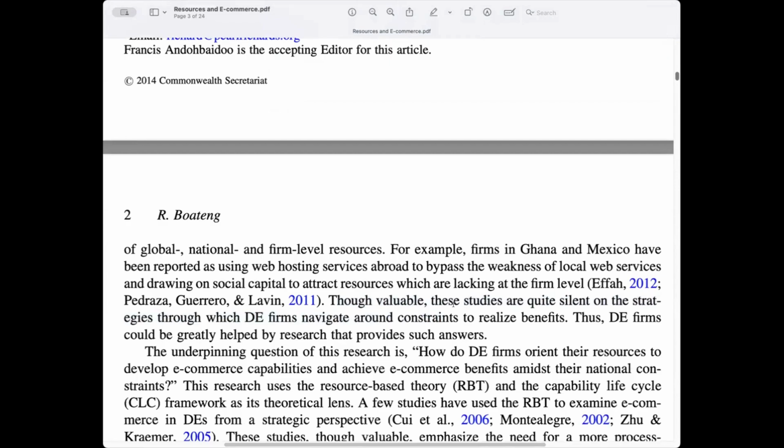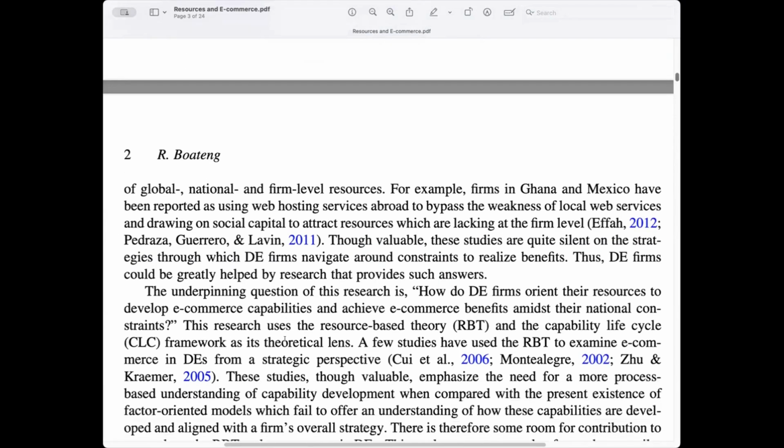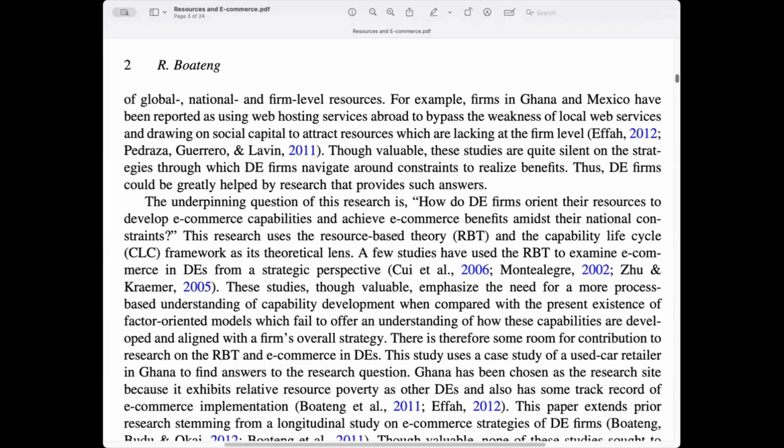Though valuable, these studies are quite silent on the strategies through which DE firms, developing country firms, navigate around the constraints to get benefits. Thus, firms could be greatly helped by research that provides such answers. So my underpinning question is, how do DE firms orient their resources to develop e-commerce capabilities and achieve benefits amidst their national constraints? This research uses the resource-based theory. And then I justify why I'm using the resource-based theory. A few studies that have used the resource-based theory are this guy and this guy. These are the ones who have used the theory.